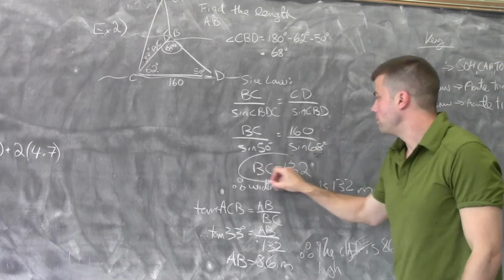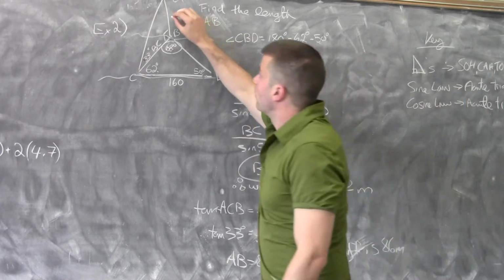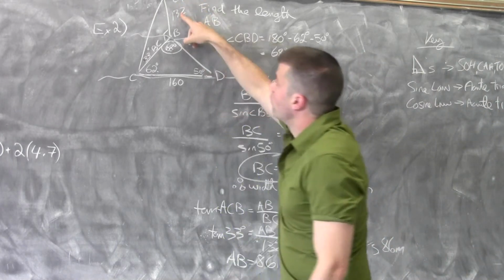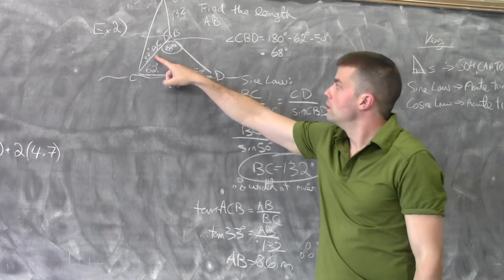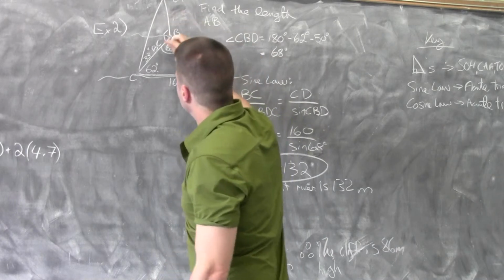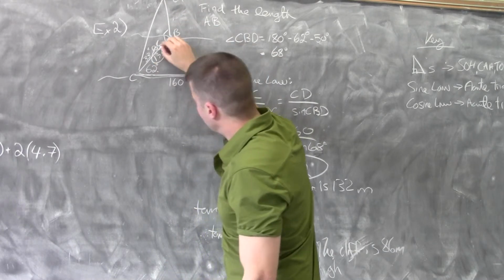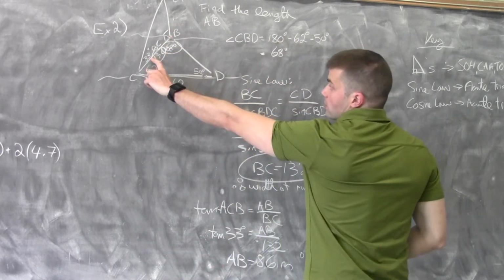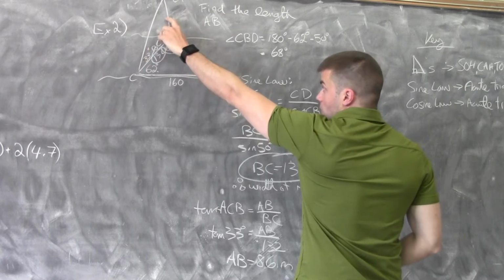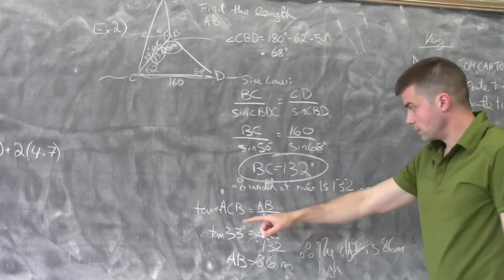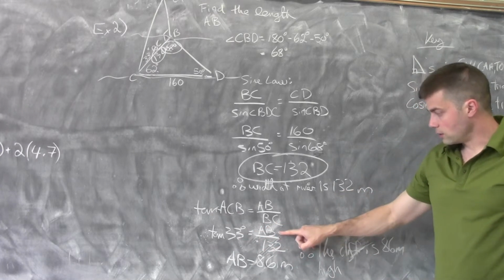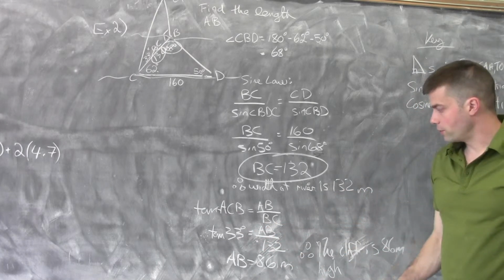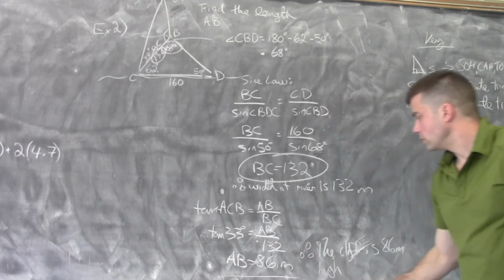Solve for BC, I get BC is 132. So I know this is now 132. If I have the opposite side and an angle, I can solve, 132 is this side. I'm sorry, so this is 132. I have the adjacent side and an angle. I can solve for the opposite side by using the tan ratio. So tan ACB, which is 33, is equal to AB, opposite, over 132. Solve for AB, which is 86.